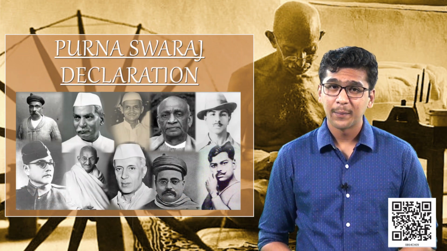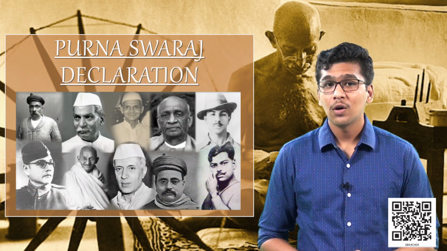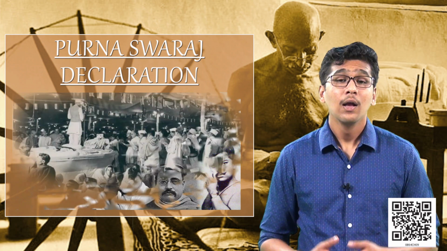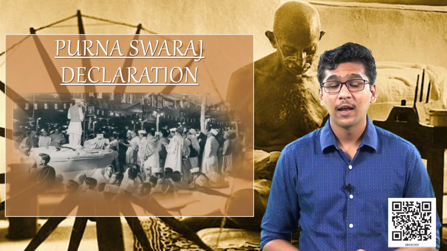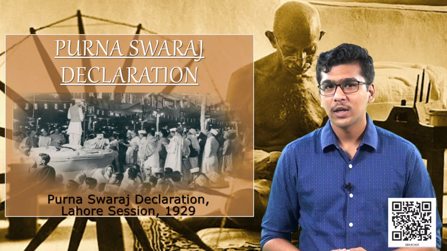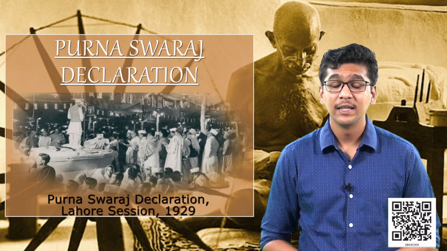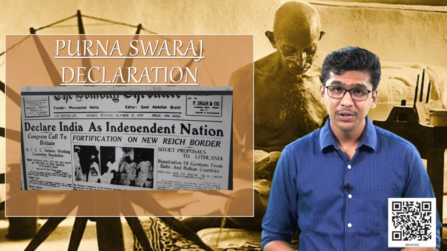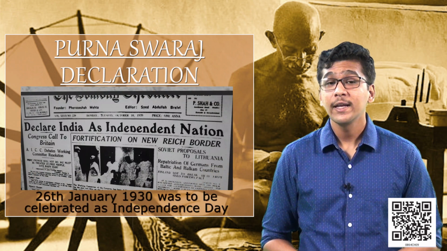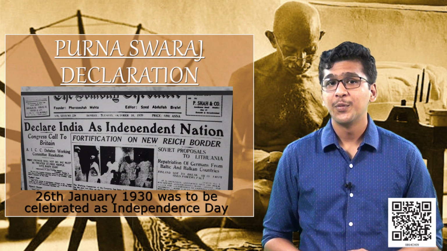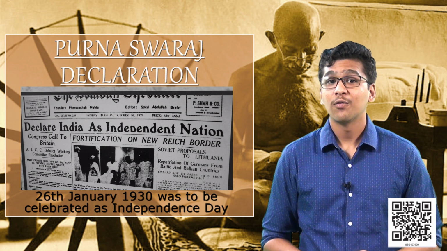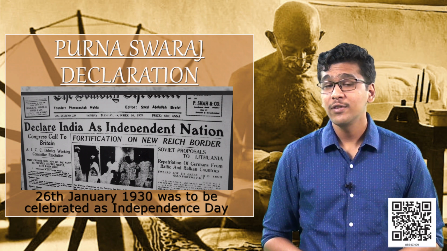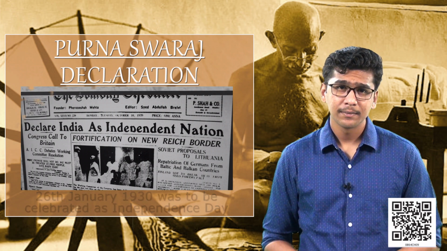While all this was happening, the Indian National Congress planned their next strategy against the British rule. Under the leadership of Jawaharlal Nehru, the Purna Swaraj Declaration was formalized in 1929. According to the Purna Swaraj Declaration, 26th of January 1930 was to be celebrated as the Independence Day of India every year. But people did not actively participate in this event.